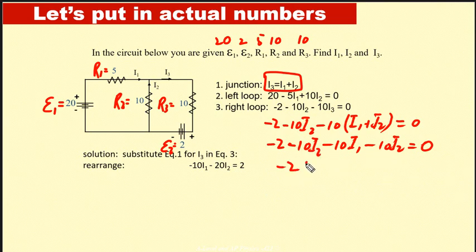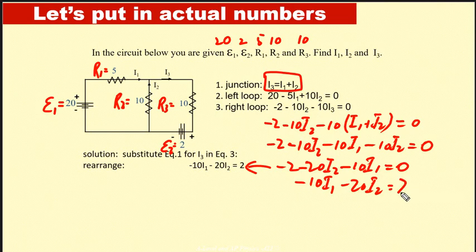So we can simply say minus 2 minus 20i2 and minus 10i1 is equal to 0. We can simplify and we will get this one. So as you can see, I have written minus 10i1 and minus 20i2, and we just place 2 on the other side, on the right side. So on the left side it is minus, on the right side it will be plus. It's a very simple math concept. So this is how we have got this one by rearranging.